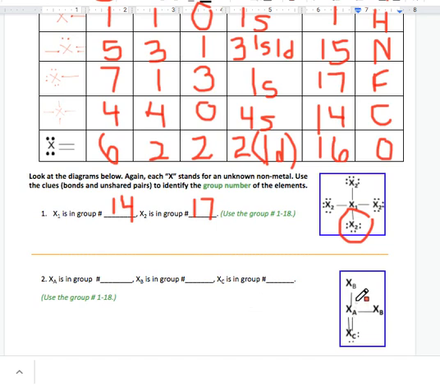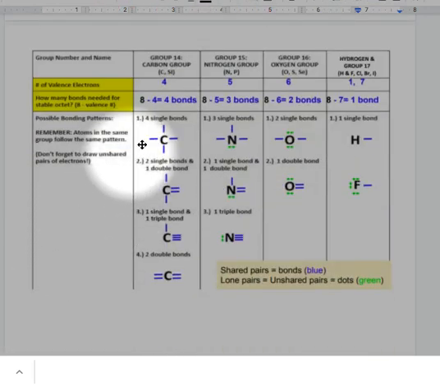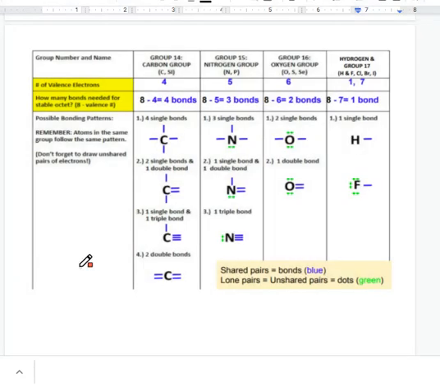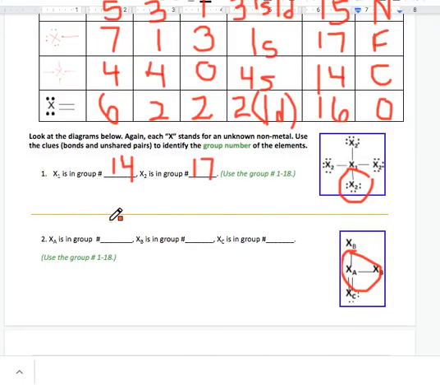Last one, X sub A, looking just in the middle again. What do you see around it? You see a single, single, double. Look down here for one that has 4 bonds, single, single, double. So it has to be this group, single, single, double. So it could be group 14. It's the only one it could be. You'll see that carbon ends up in the middle a lot because it can make so many bonds. I'm going to get rid of this.